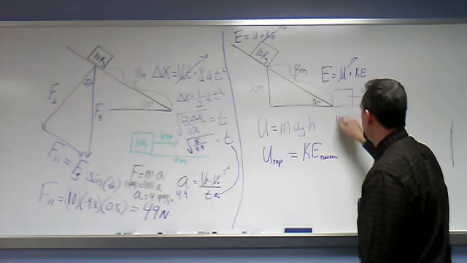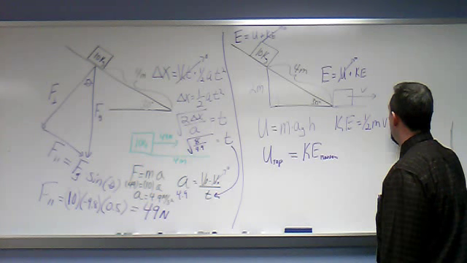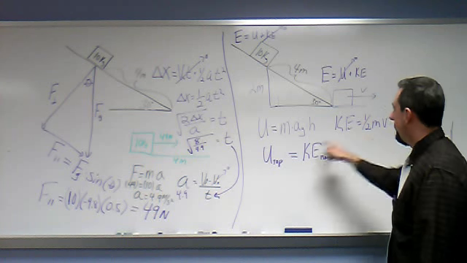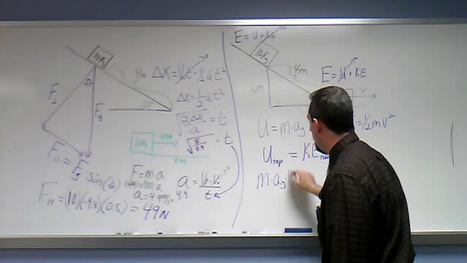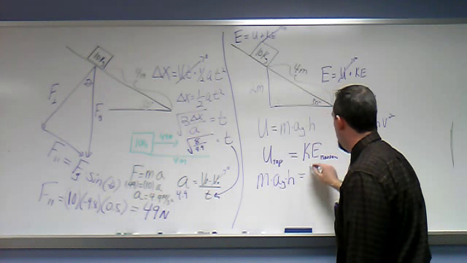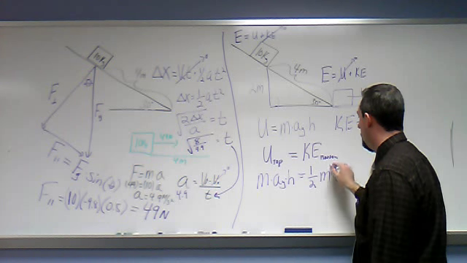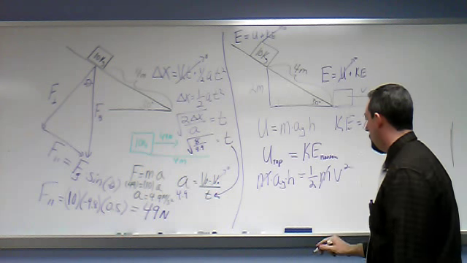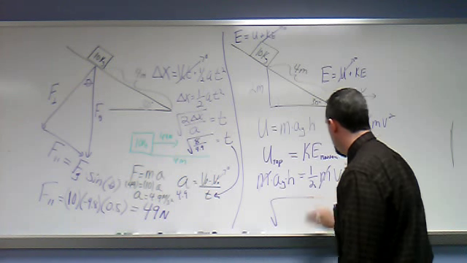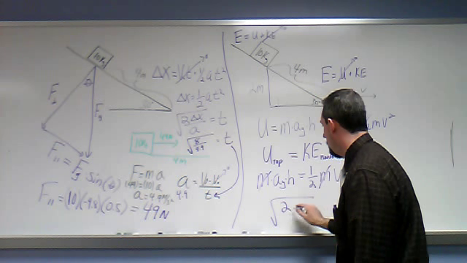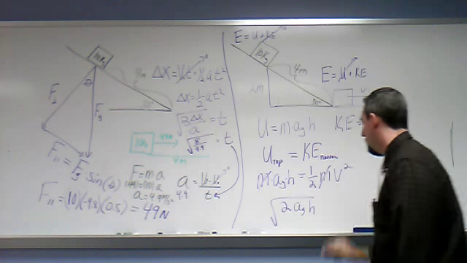And to remind ourselves, kinetic energy equals 1/2 mv squared. So now if we put this together, m times a_g times h equals 1/2 mv squared. Masses cancel out. My v equals the square root of 2 a_g h.